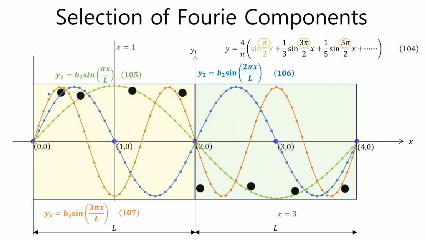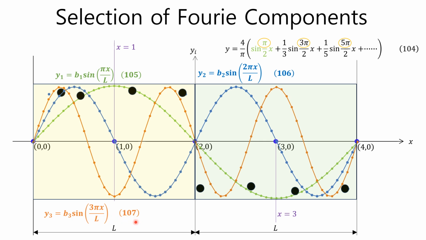The yellow and light green shaded areas in the figure respectively represent the regions of the half cycle. The black dots in the figure represent the coordinates of the data. Equation 105 is the first term of the Fourier series. Equation 106 is the even term missing from the Fourier series equation 104. And equation 107 is the second odd term of the Fourier series.